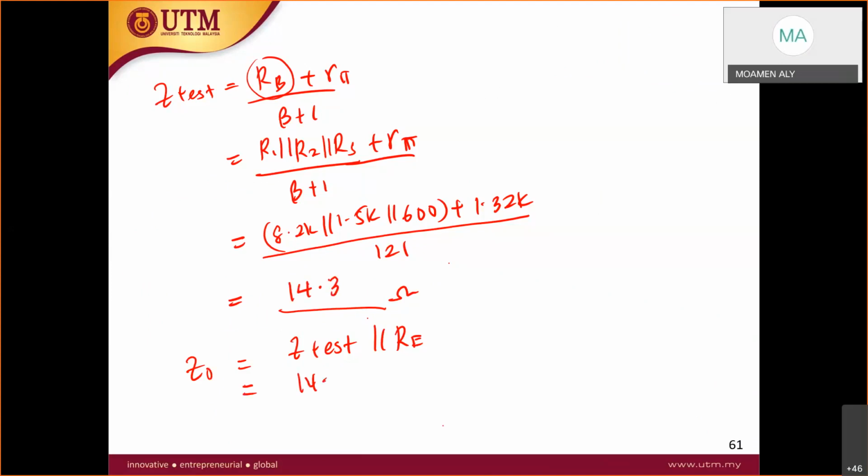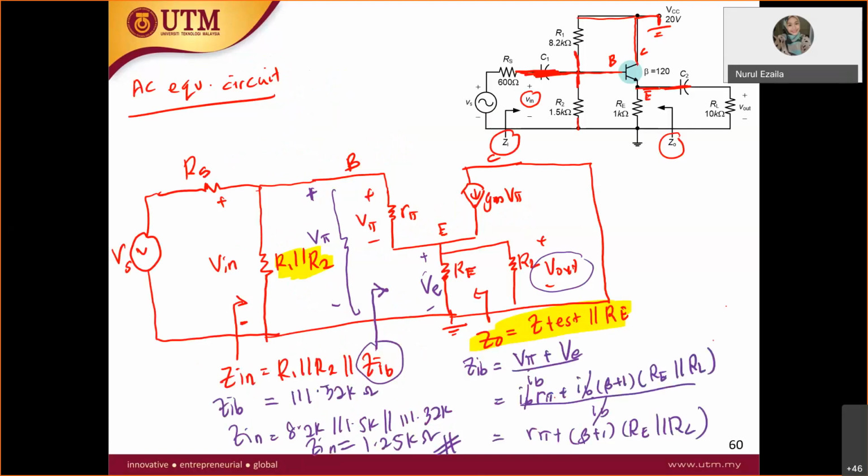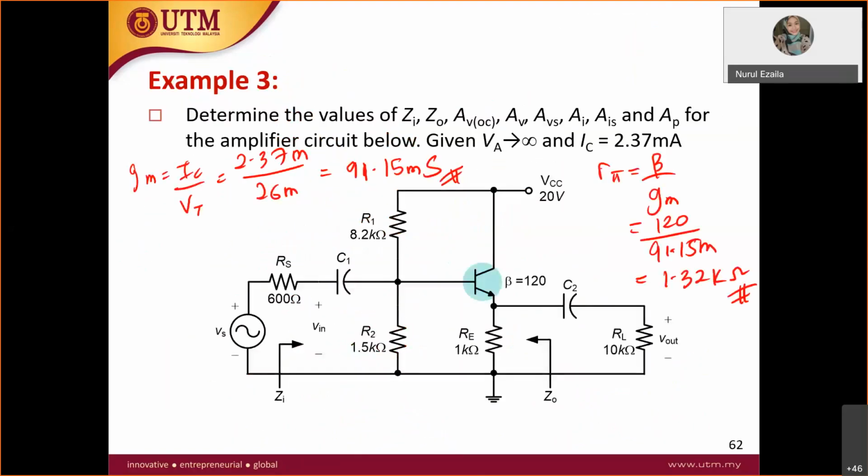So 14.3 parallel with 1K here, you will get 14.07 ohm. I only have the final answer. So that is for the Z out. All right, so next, we have done the Z in and Z out.